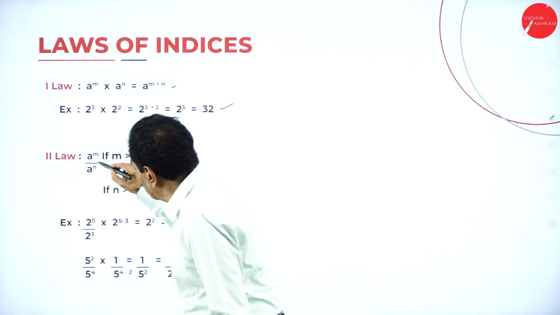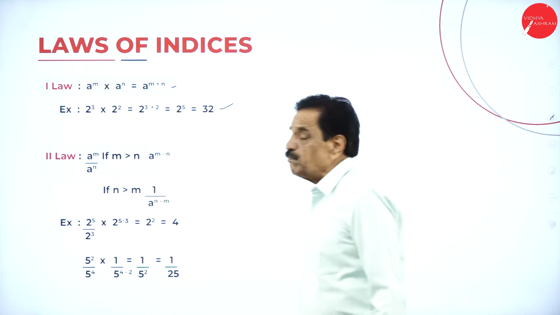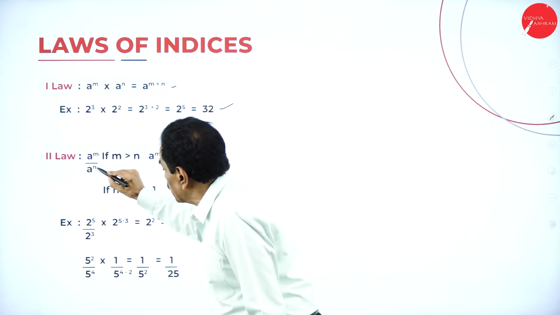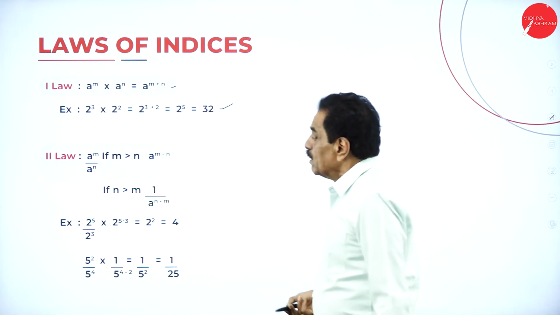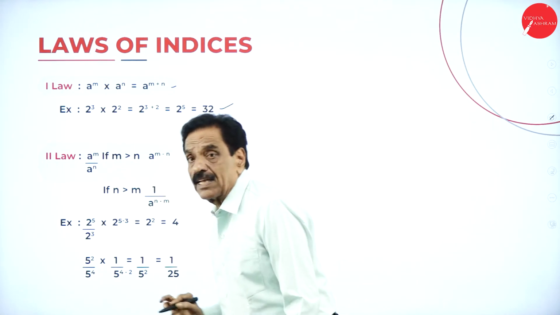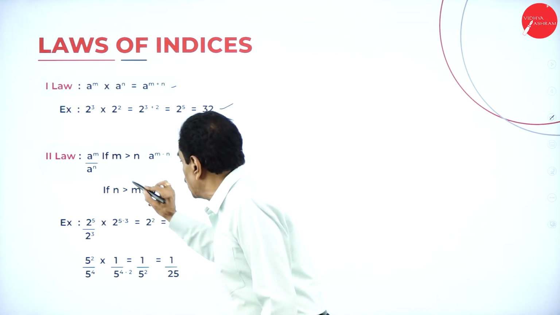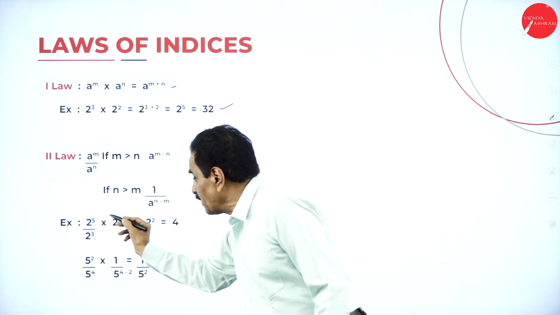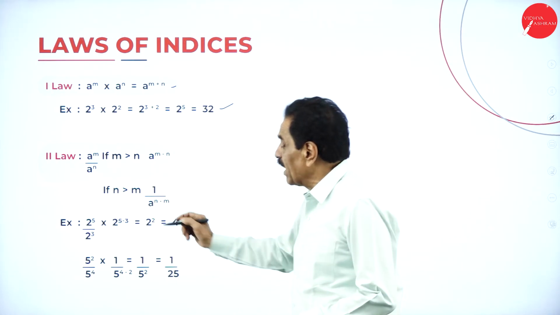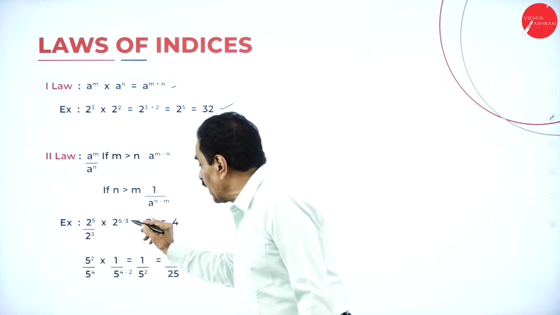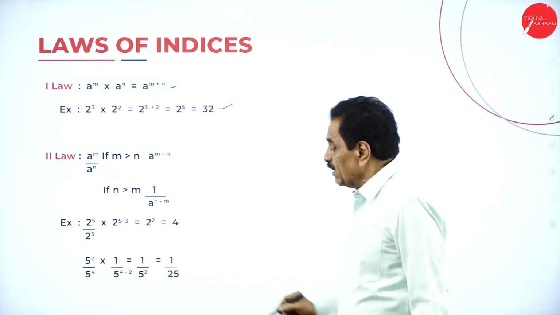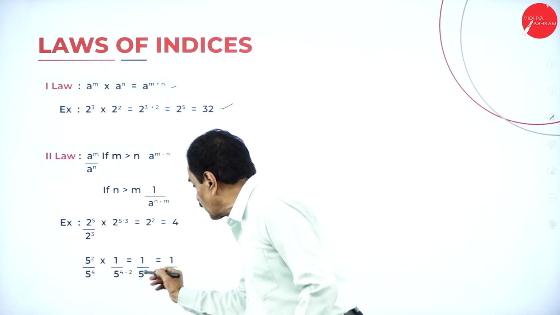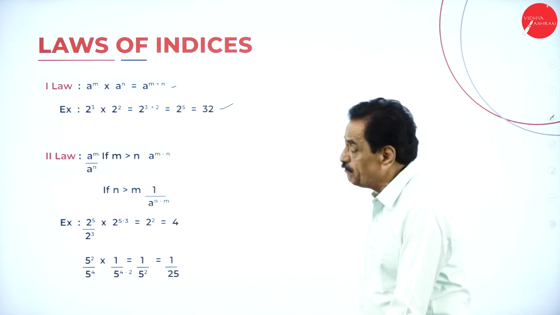a to the power of m divided by a to the power of n. If m is greater than n, it is a to the power of m minus n. By chance, if n is greater than m, it is 1 over a to the power of n minus m. Example, 2 to the power of 5 divided by 2 to the power of 3. Here 5 is more than 3, so 2 to the power of 5 minus 3, 2 square is 4. Then 5 square divided by 5 to the power of 4, 4 is more, so 1 over 5 to the power of 4 minus 2, 5 square is 25.